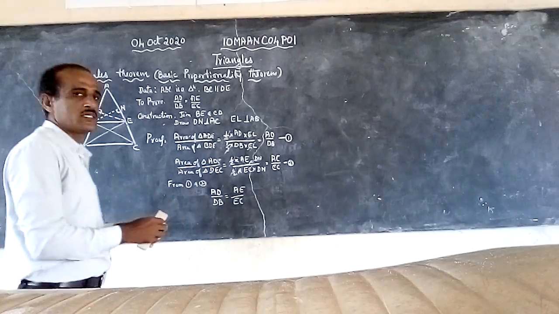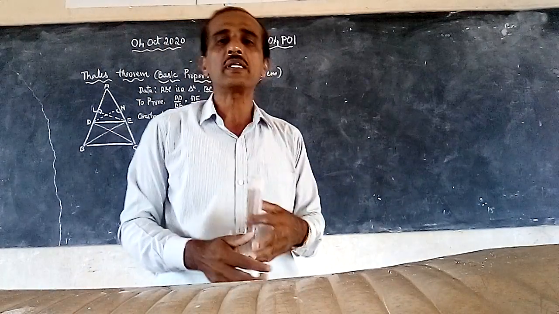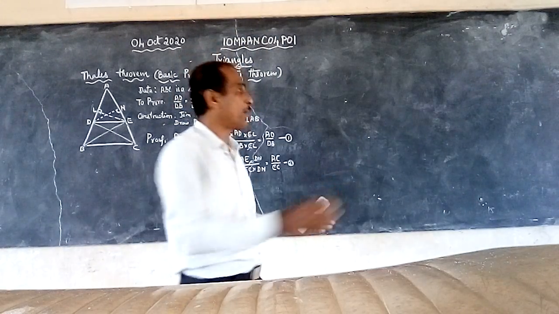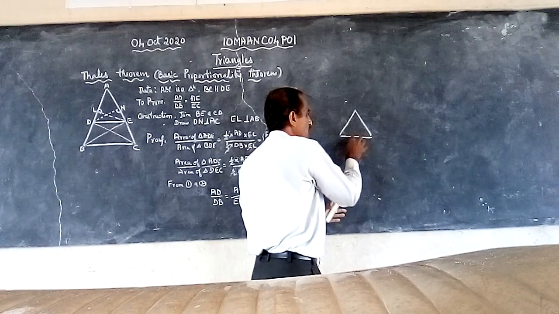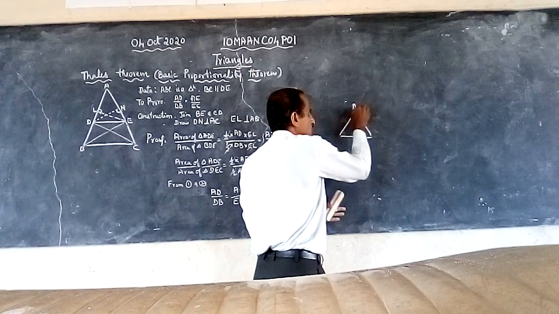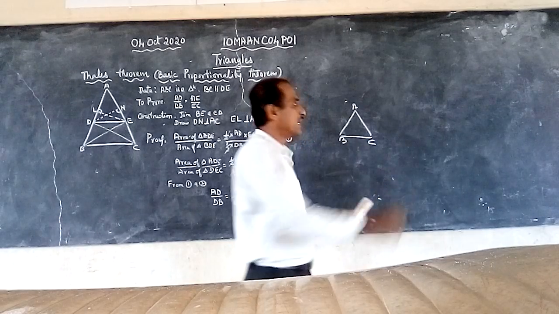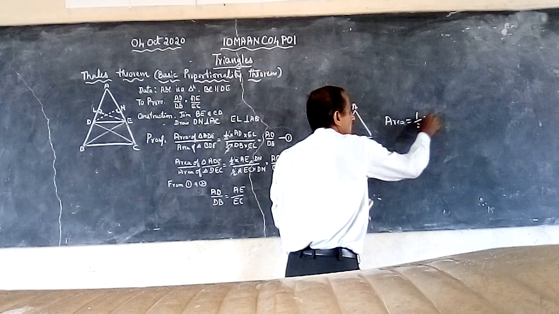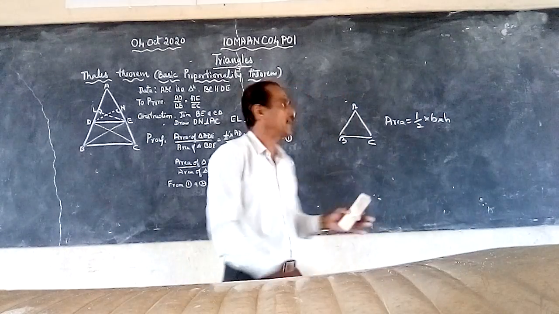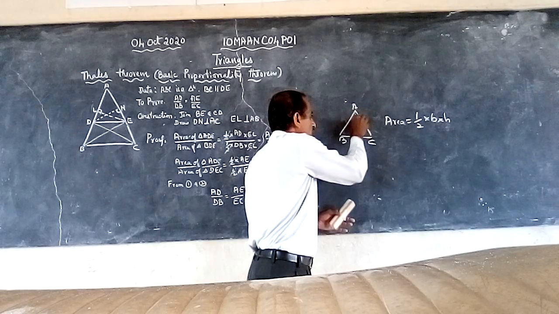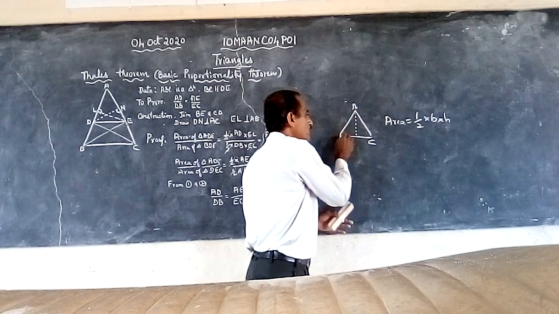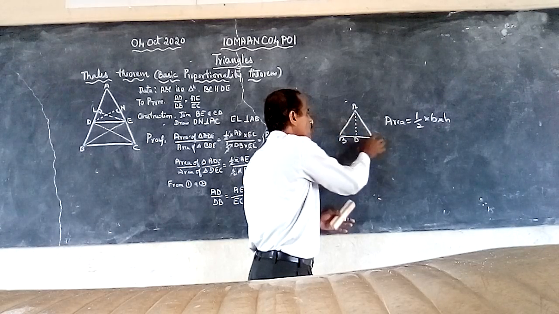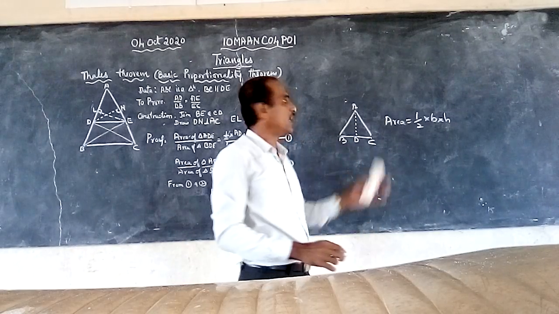Now, how to prove? You know that in any triangle, the area of the triangle is needed. What is the formula to find the area of a triangle? Area of the triangle is equal to half into base into height. If you take this as the base, what is the area of triangle ABC? Area of triangle ABC is half into base into height. Height means the perpendicular height. This is not the height; where it is perpendicular, that is the height. If you take this as the base, it is half into BC into AD. That is the area of triangle ABC.